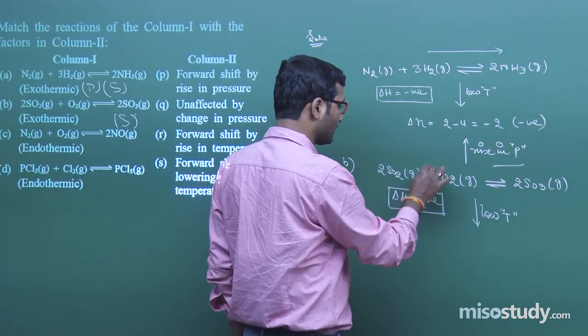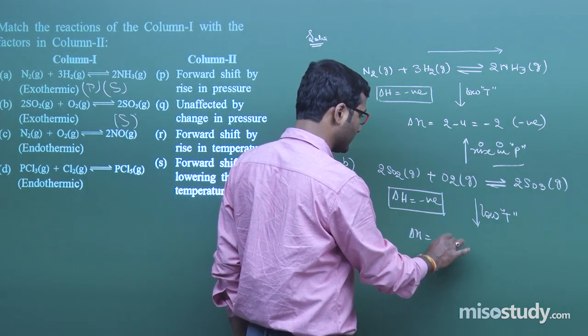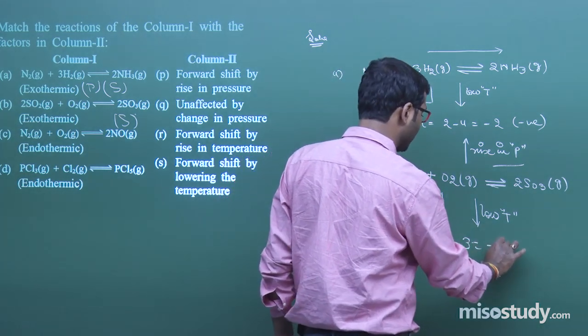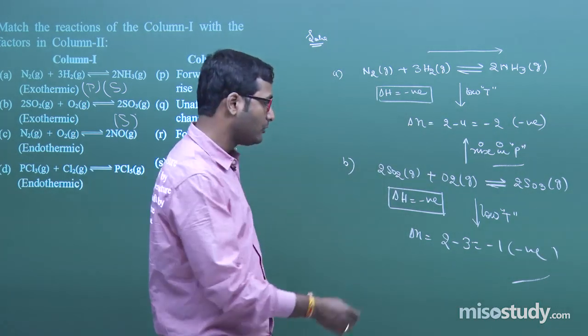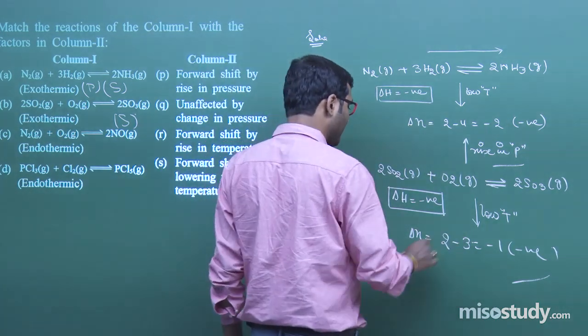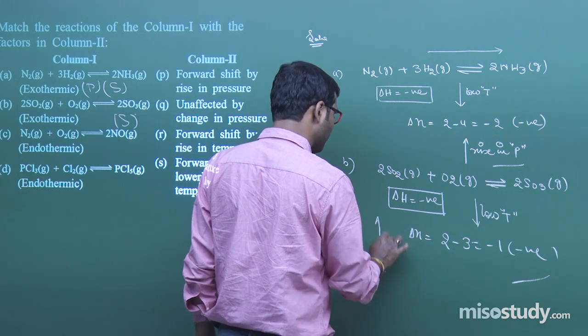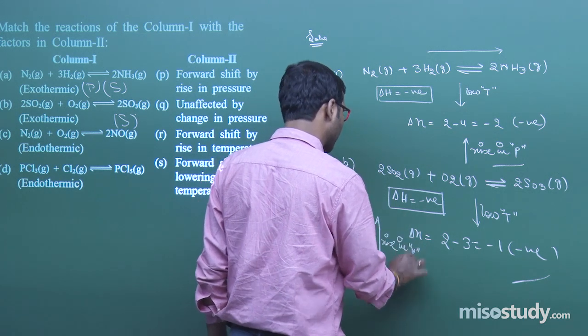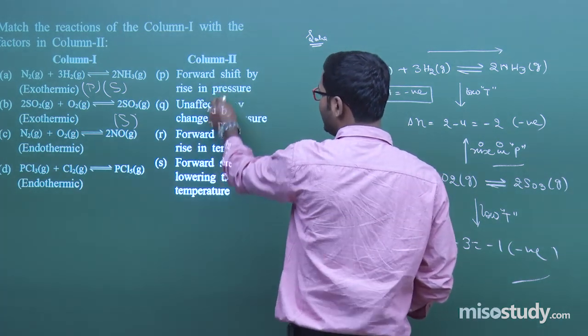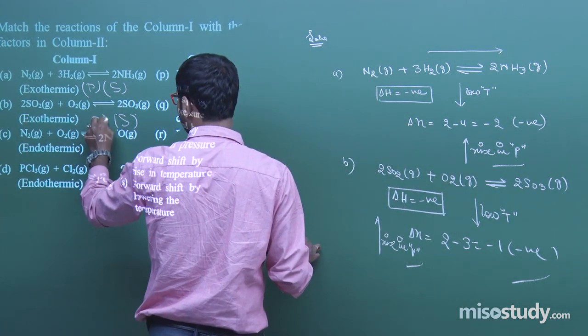Now check out for the forward shift, what is the delta N in this case? 2 minus 3, that is minus 1. Again we get the value of delta N negative. If the value of delta N is negative, that means rise in pressure favors the forward reaction. So in this case, again, P and S are the correct option.